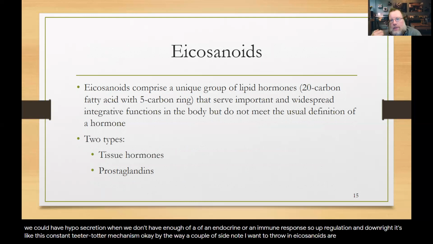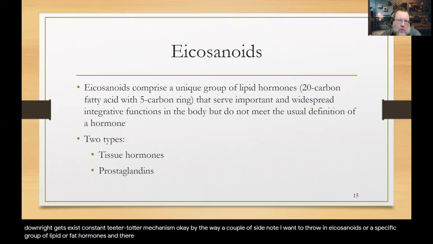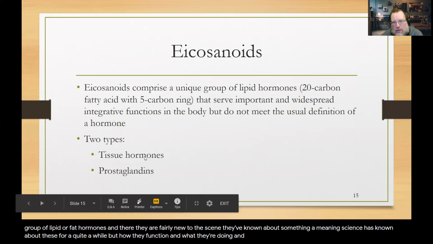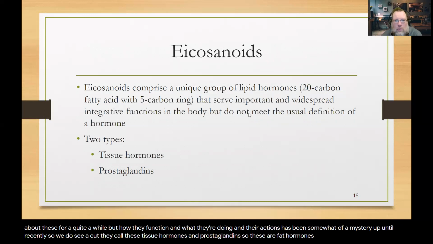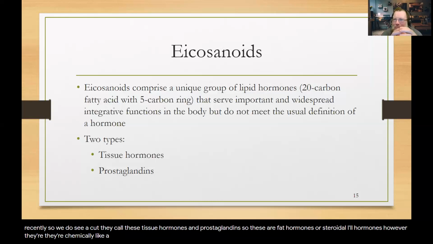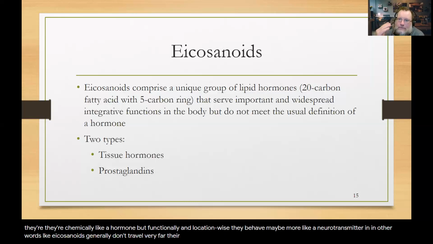Okay. By the way, a couple of side notes I want to throw in. Eicosanoids are a specific group of lipid or fat hormones, and they're fairly new to the scene. Science has known about these for quite a while, but how they function and what they're doing and their actions has been somewhat of a mystery up until recently. We call these tissue hormones and prostaglandins. So these are fat hormones or steroidal hormones. However, they're chemically like a hormone, but functionally and location-wise, they behave maybe more like a neurotransmitter. In other words, eicosanoids generally don't travel very far. Their targets are next door neighbors.